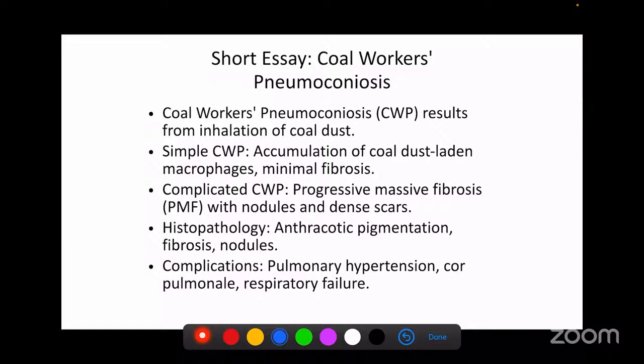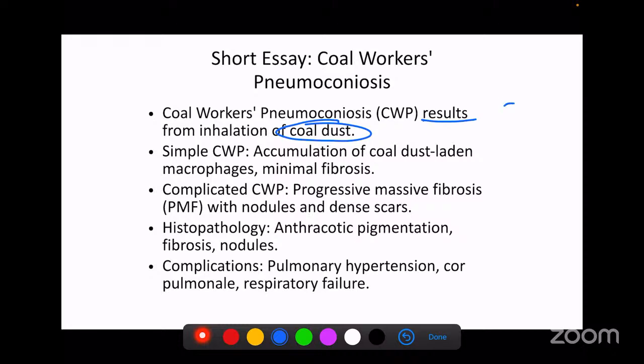So what is coal workers' pneumoconiosis? Coal workers' pneumoconiosis results from inhalation of coal dust. The name itself says it. So what is the pathophysiology? Now we have to know the pathophysiology of coal workers' pneumoconiosis.